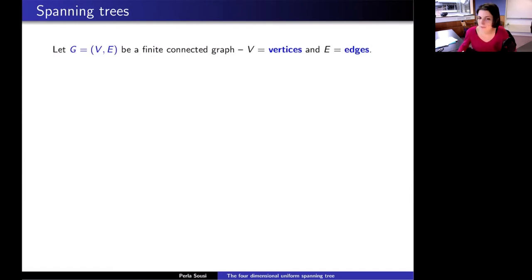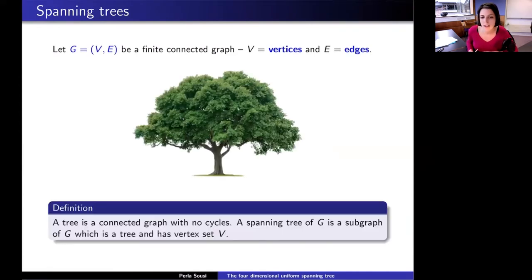If G is a finite connected graph, V is the set of vertices, and E is the set of edges, G is called a tree if it is connected and it contains no cycles. And what is a spanning tree of the graph G? It's a subgraph of G which is a tree, and it spans the whole graph, which means that it has vertex set V, the same vertex set as G, and it has no cycles.